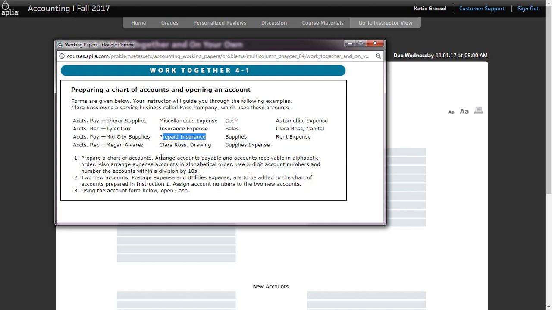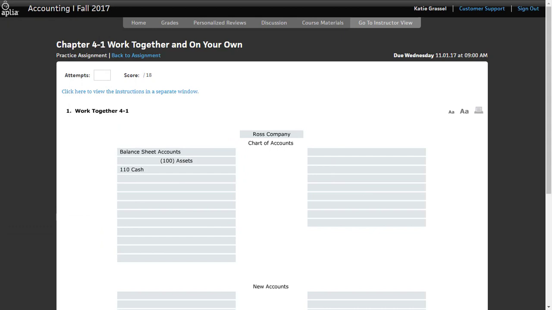So how many accounts receivable accounts do I have? 2. Okay, so we have accounts receivable Tyler Link and accounts receivable Megan Alvarez. Who goes first? Because of why? Last name. Okay, so accounts receivable Megan Alvarez is going to be what number? Not 110, but 120. So 130 is going to be Tyler Link. Okay.